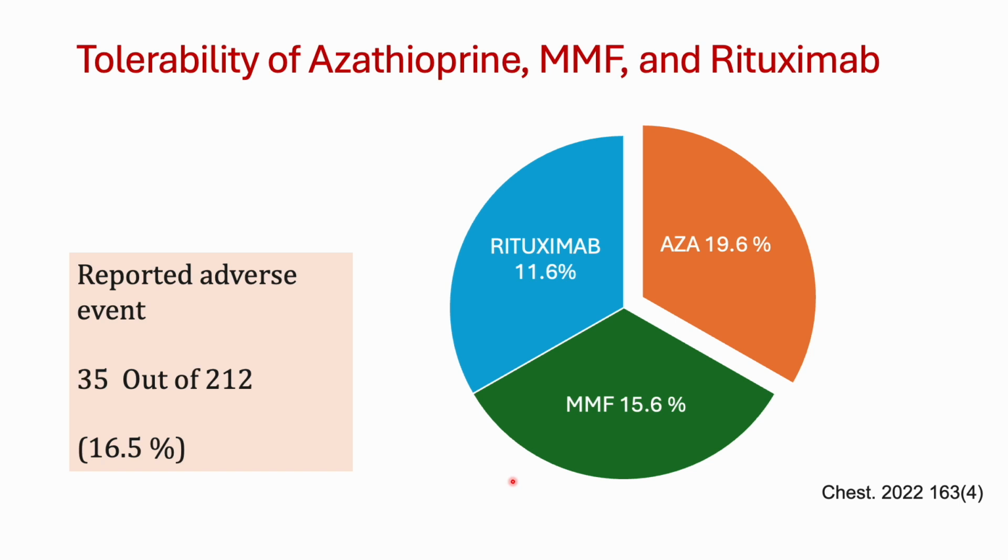What does affect it is tolerability and side effects. Data mostly has shown azathioprine to be least tolerable, followed by MMF and rituximab. Again, it varies from patient population to patient population. In my own setting, I was mostly looking out for more side effects with MMF, but I've seen that patients are tolerating it well. So again, this is something that has to be looked at individually.